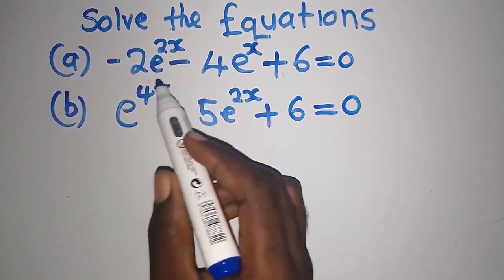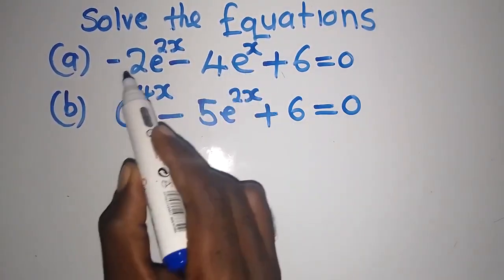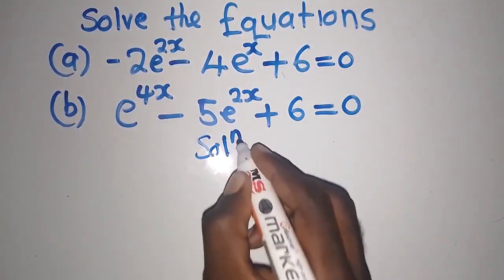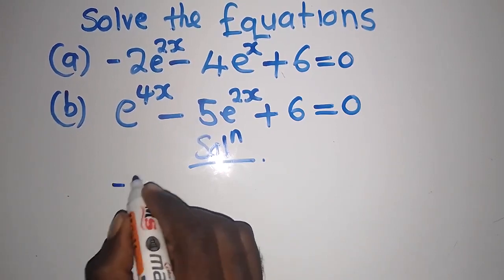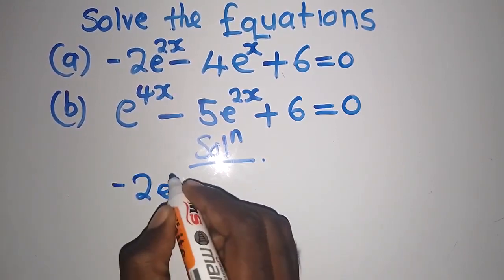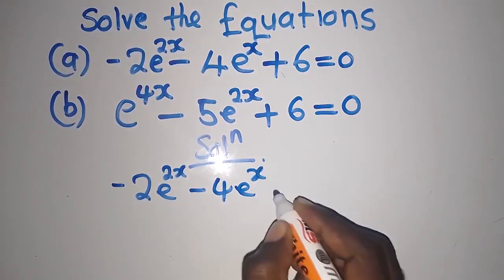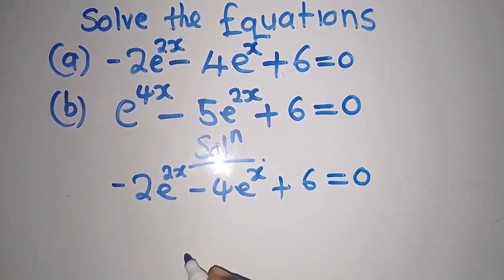So how can you answer this equation? We've got the first question here that says solve the equations. The first question is negative 2e power 2x minus 4e power x plus 6 is equal to 0. How can we solve that? It is very simple the way we are going to solve it.